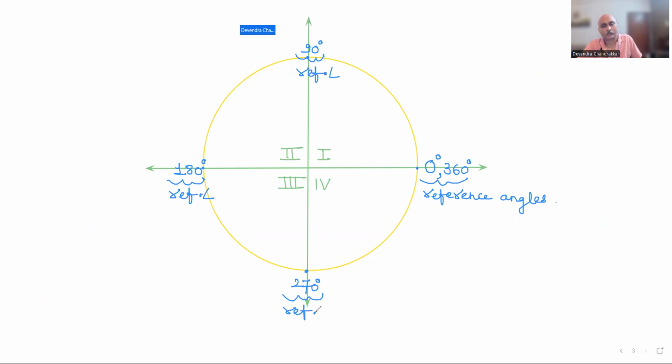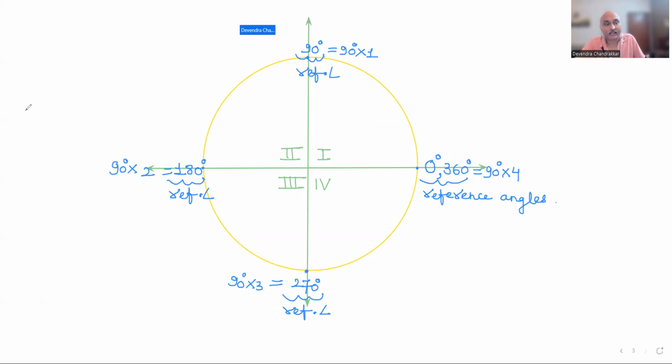You can see here that every reference angle is a multiple of 90. This is 90 into 1. This is 90 into 2. This is 90 into 3. And this 360 is 90 into 4. So these are called reference angles.